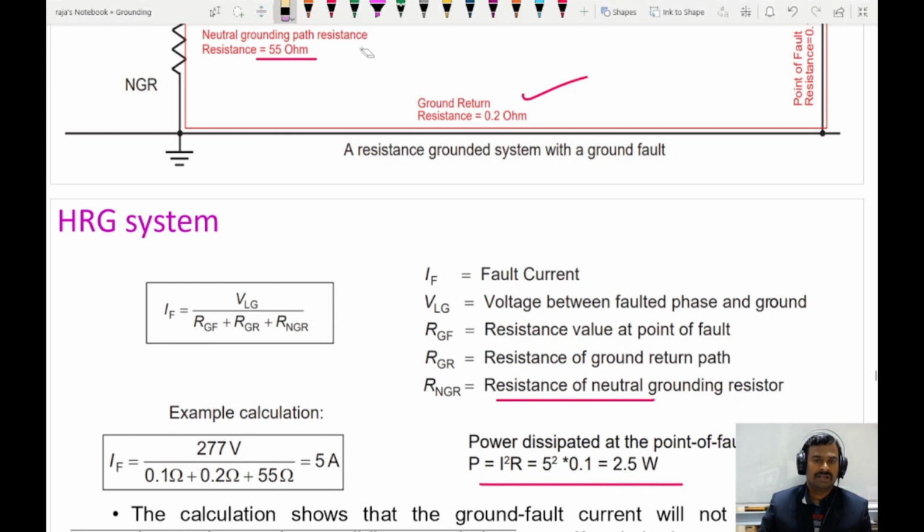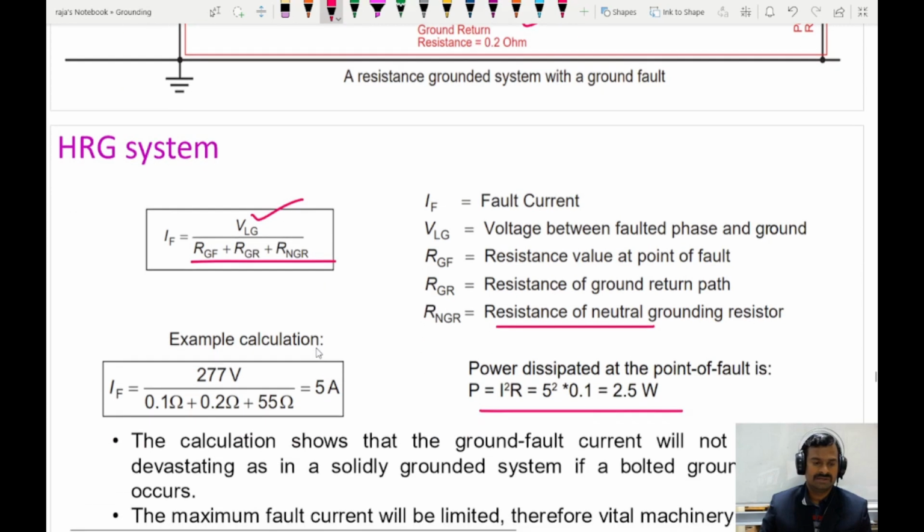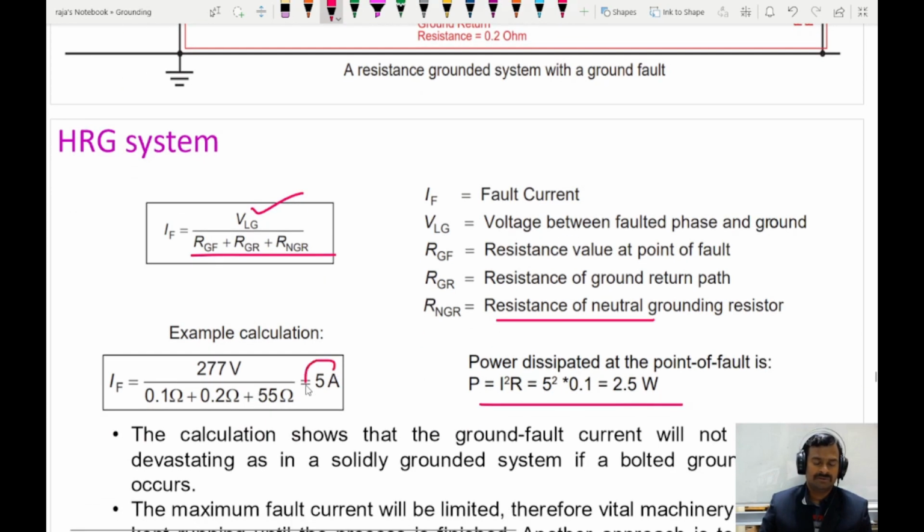The single phase voltage, the line to ground voltage, is given as 277, and then the resistance at the point of fault, the resistance of the ground return path, and the resistance of the neutral grounding resistor. All this summation will give the total resistance. So the current is limited to 5 ampere.